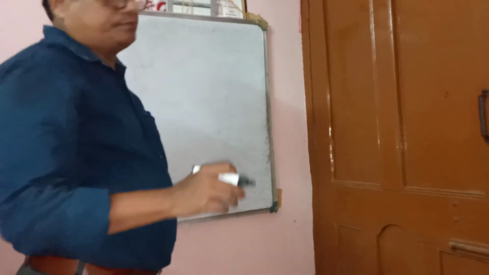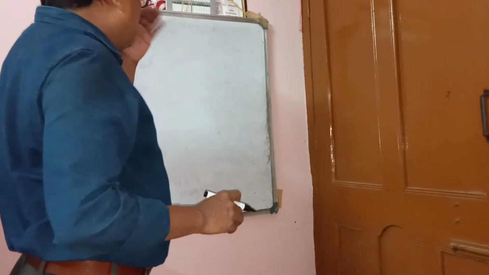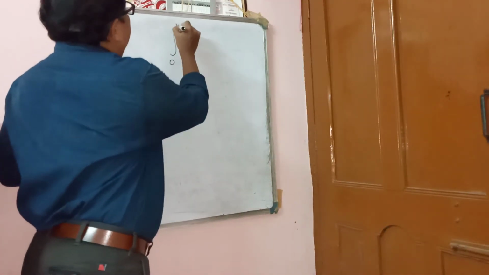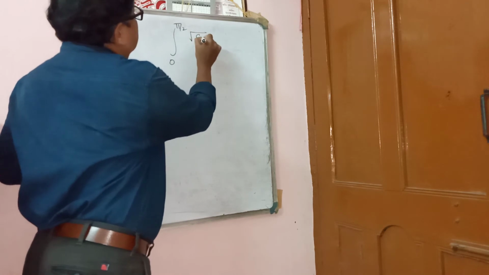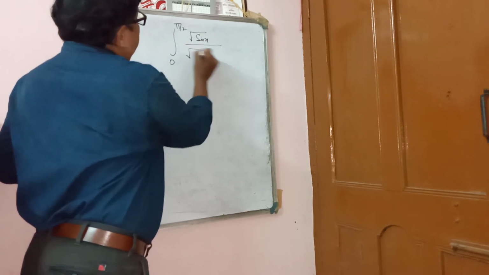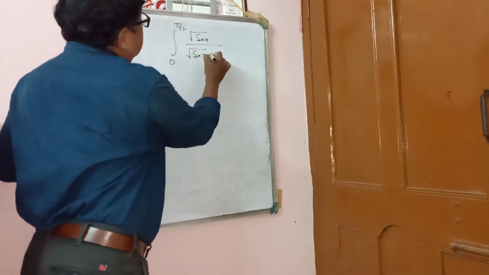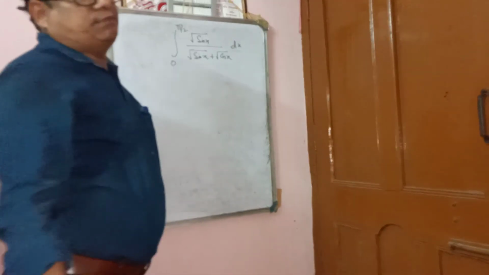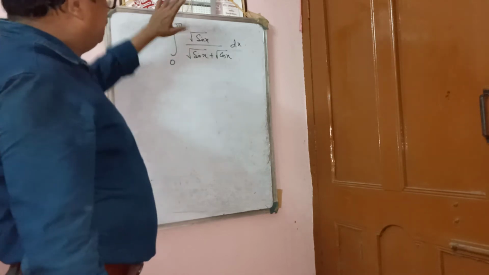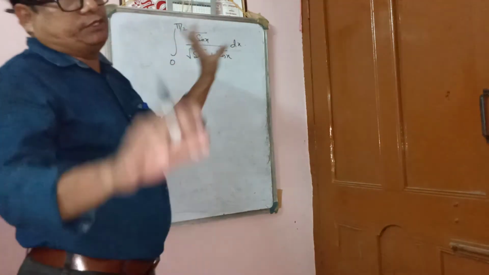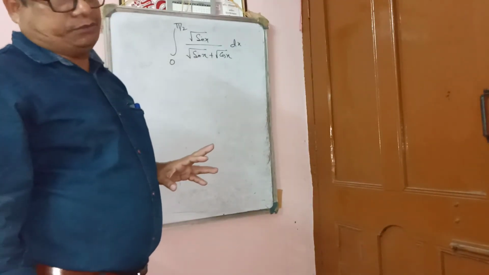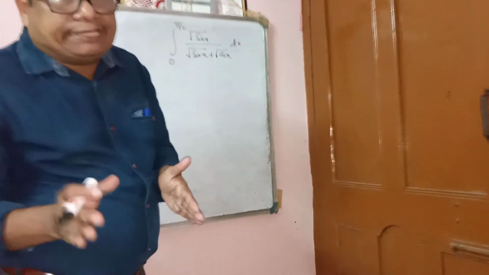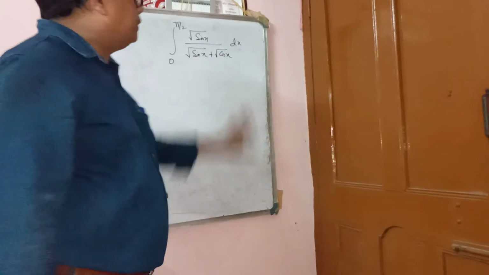Next one. Suppose the integral from 0 to pi/2 of root sin x over root sin x plus root cos x dx. Find the value. If we remove this, it is not possible by integration. With the help of properties of definite integrals, you can solve it.